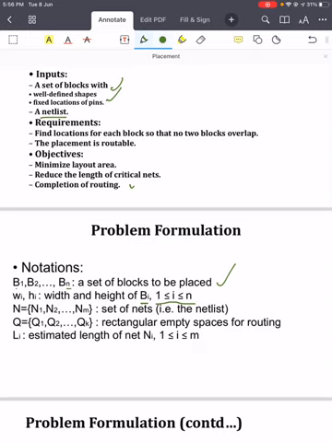And we are also defining another set, that we are calling Q. Q is a set of rectangular empty spaces for routing. So Q is basically your wiring area. And we are also defining another term called Li, the estimated length of net Ni. Okay, and we will see different estimation techniques of how we can estimate the Li.